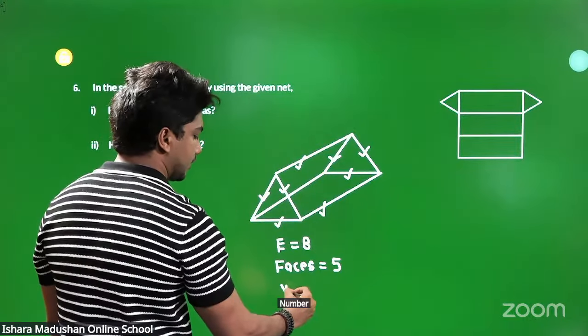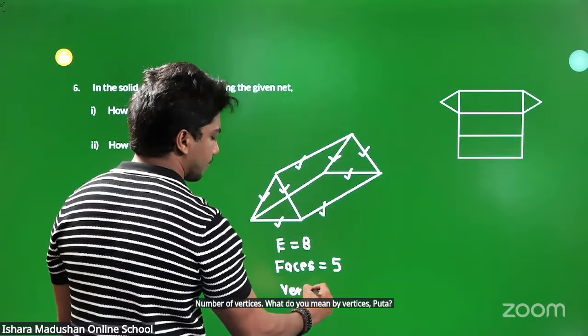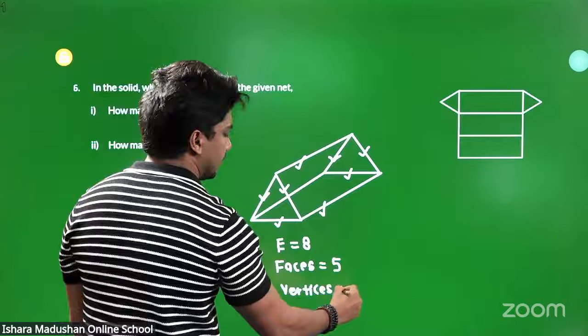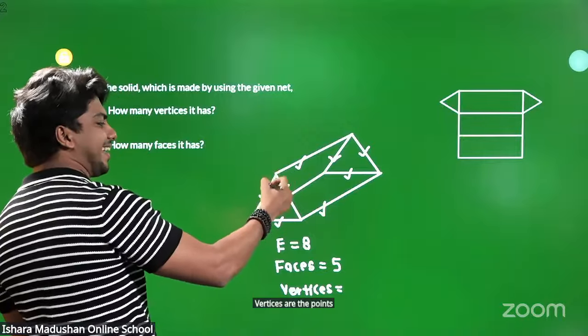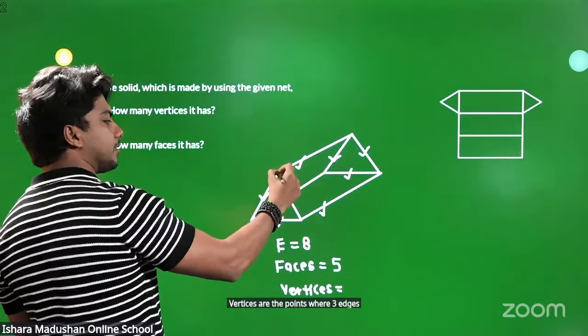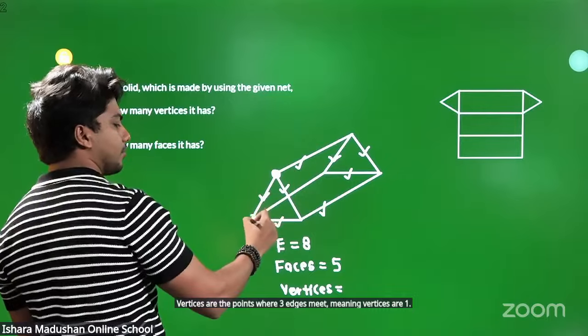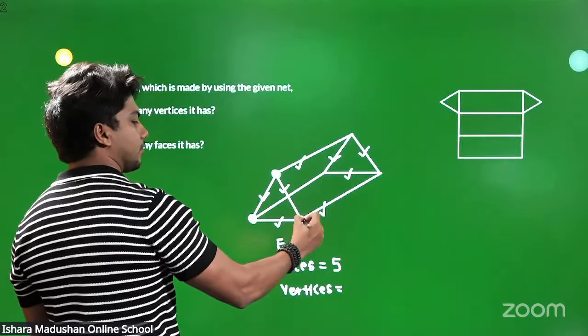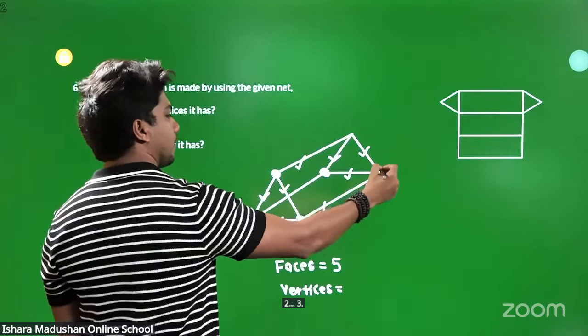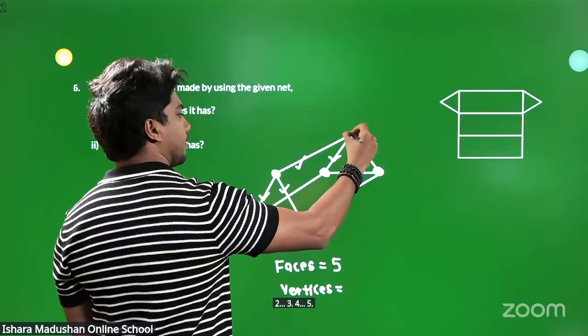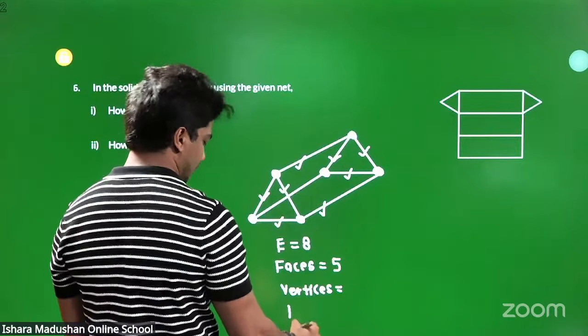Number of vertices. What do you mean by vertices, son? Vertices are the points where 3 edges meet. Meaning vertices are 1, 2, 3, 4, 5, 6. So the number of vertices is 6.